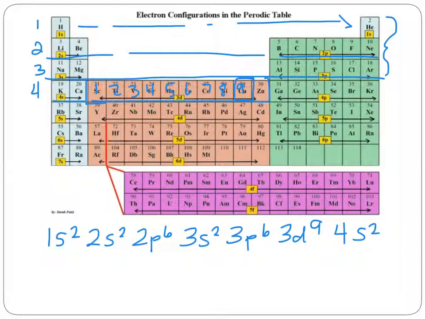And that is the electron configuration for copper. 1s2, 2s2, 2p6, 3s2, 3p6, 3d9, 4s2. Keep your numbers in order, even if you have to leave space to slide those d orbitals in between.